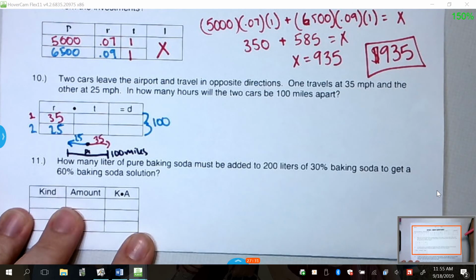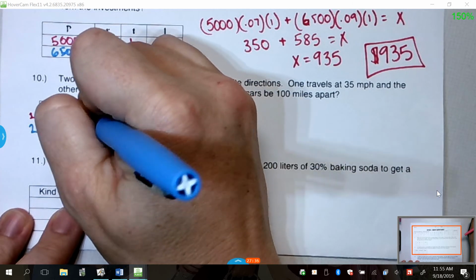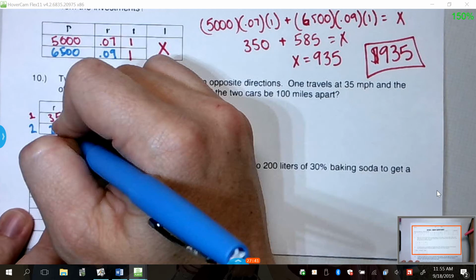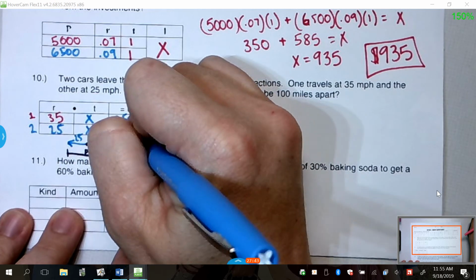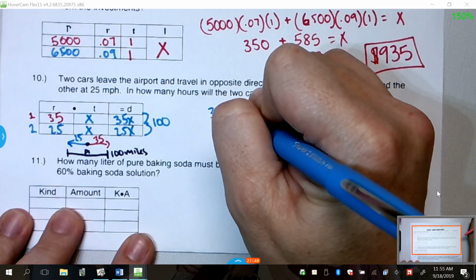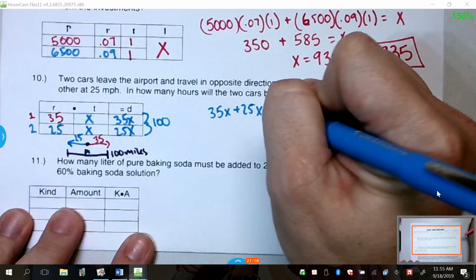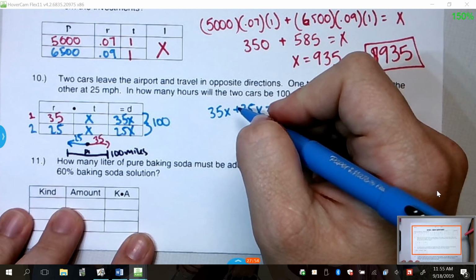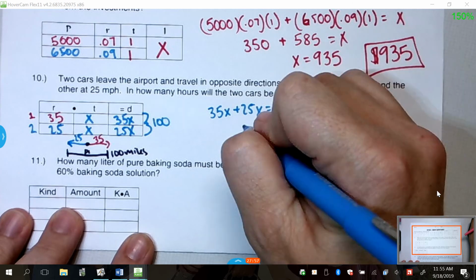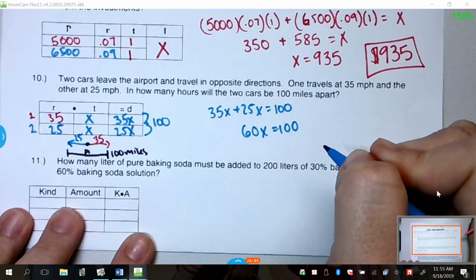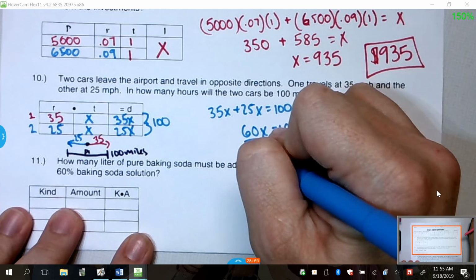They left at the same time and they're traveling the same amount of time. So I have X and X for time. 35 times X is 35X. 25 times X is 25X. And I want them to add to 100. So 35X plus 25X equals 100. 30, 40, 50, 60X equals 100. Divide both sides by 60.